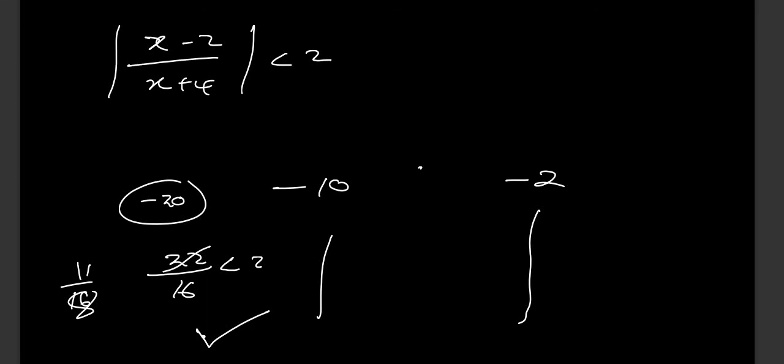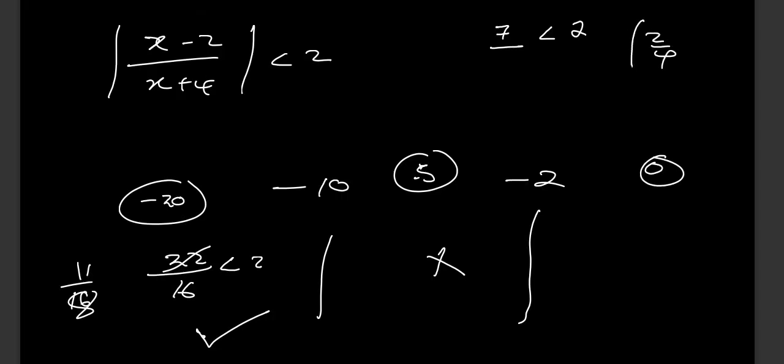Any number in between, let's say negative 5. If I use negative 5, that's going to give me a 7 on top and a 1 below. So 7 is not less than 2, so this is false. Now I try anything this side, 0. That's going to give us 2 over 4. Is it less than 2? Yes, this is just going to be half.